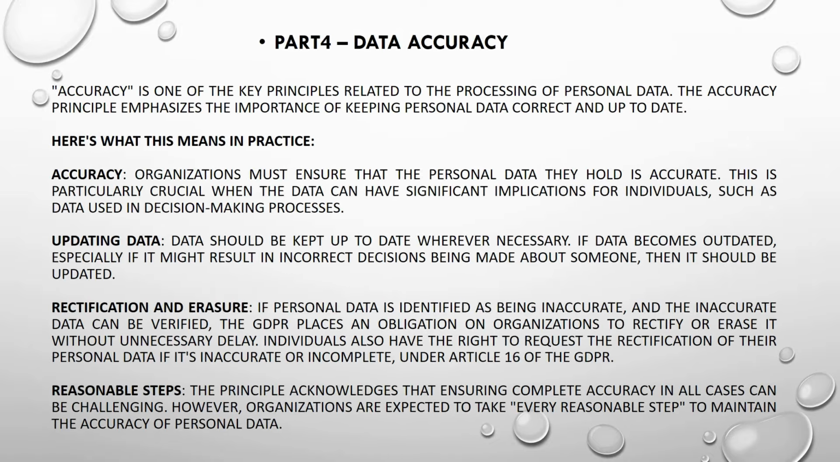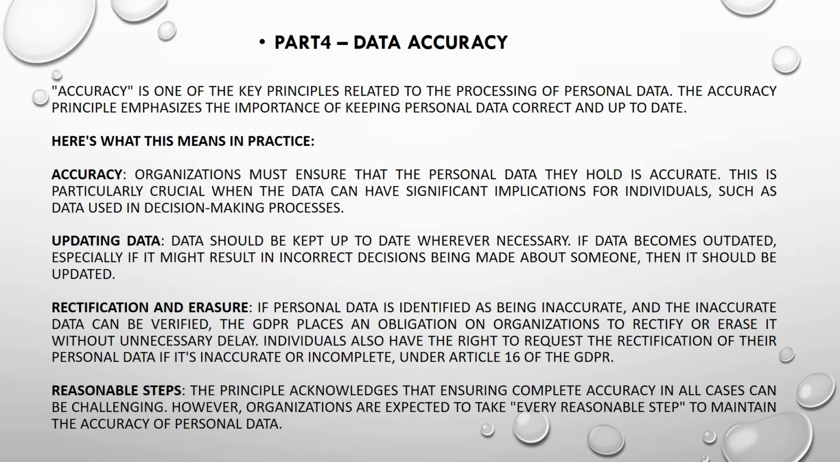Before going into the assessment, I just wanted to ensure the concept is clear. Accuracy is one of the key principles related to the processing of personal data. The accuracy principle emphasizes the importance of keeping personal data correct and up to date. Here is what this means in practice. Accuracy: organizations must ensure that the personal data they hold is accurate. This is particularly crucial when the data can have significant implications for individuals, such as data used in decision-making processes.